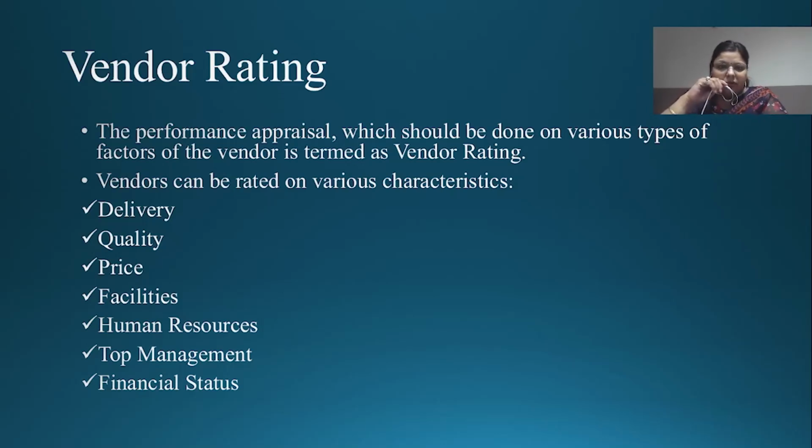Next is human resource. How many members, how much human resource is a vendor providing to take your material and shift your material to your place? You have to check each and everything which has been shifted from one place to another. Next is top management. Yes, top management is involved in vendor rating also. They will give the rating of every particular vendor as per the characteristics. Next is financial status. If the financial status of the particular organization is good, they will hire the best vendor for the supply.